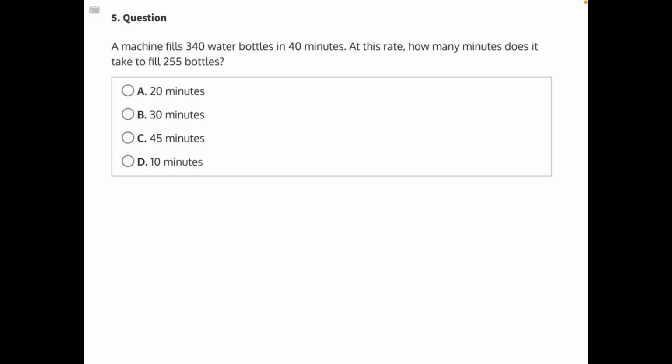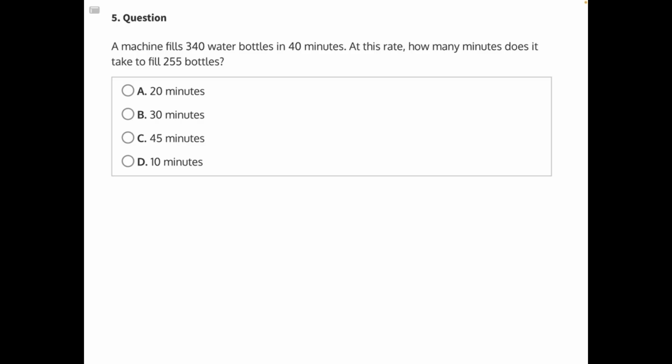A machine fills 340 water bottles in 40 minutes. At this rate, how many minutes does it take to fill 255 bottles? Before we do any math, we can actually use all of the information we have here to use process of elimination and find our correct answer.